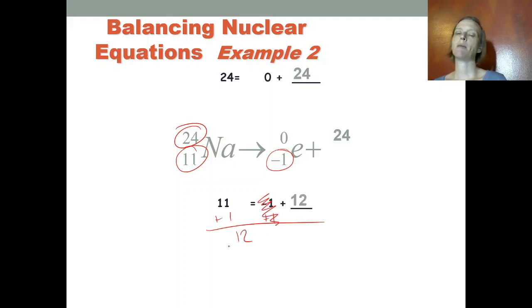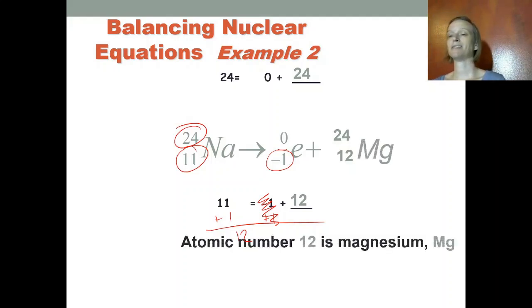So 12 is my missing atomic number. So 12 is my bottom number. And if I look that up on the periodic table, the atomic number of 12 corresponds to magnesium. So I write down the abbreviation Mg. And this was the missing element in my nuclear equation.